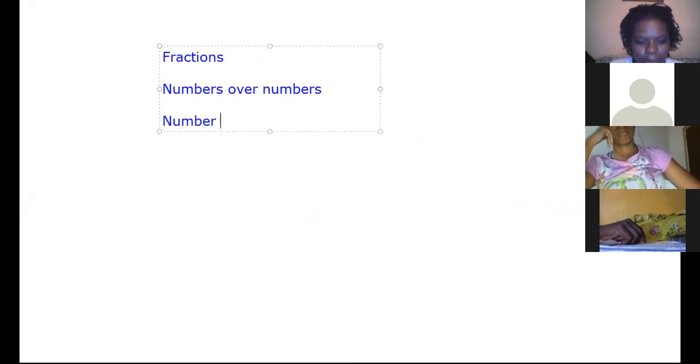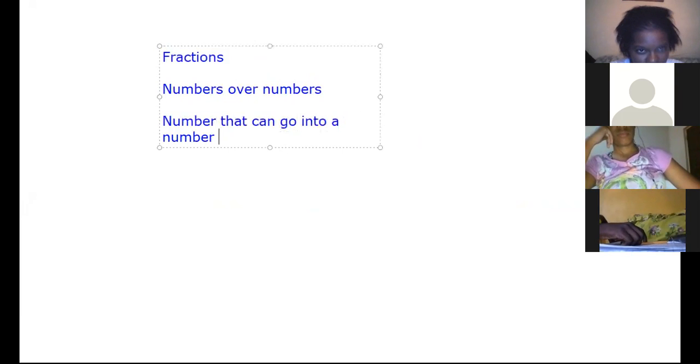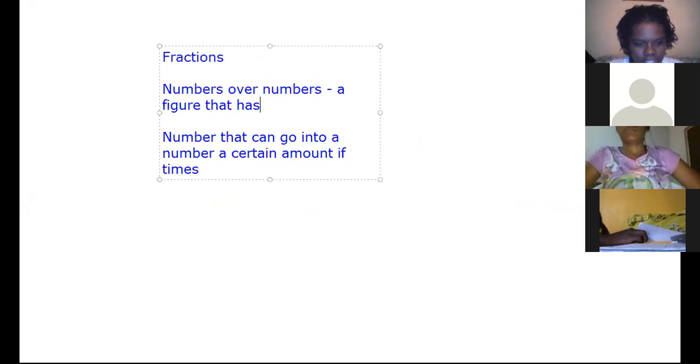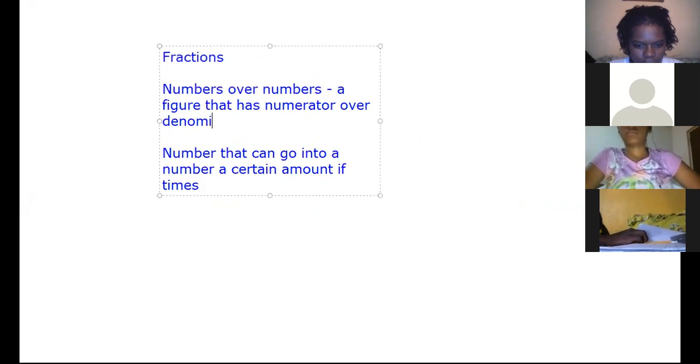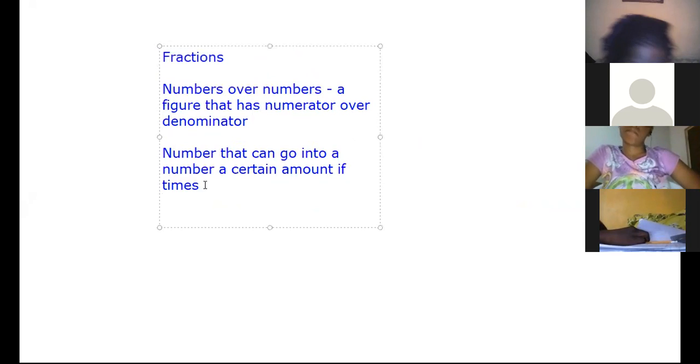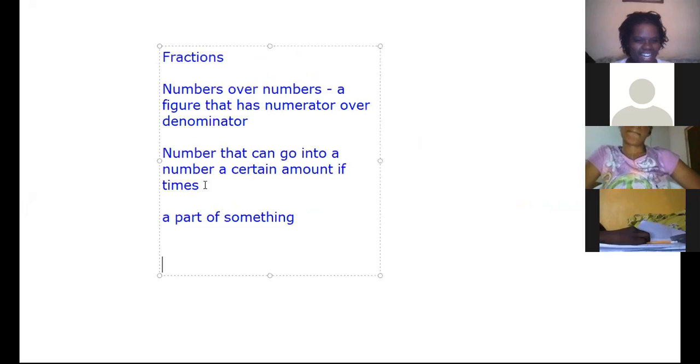A figure that has a numerator and a denominator, a certain amount of times. Yeah, and this is the same thing as saying a number. You said a figure that has numerator over denominator. Anything else? What is a fraction? Part of something. All right, these definitions are somewhat wrong. Somewhat getting there, but they are not quite there.